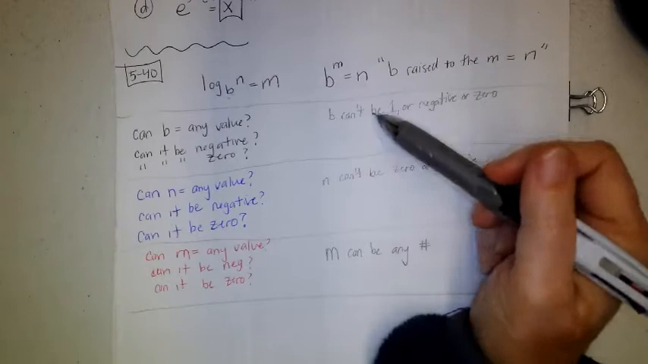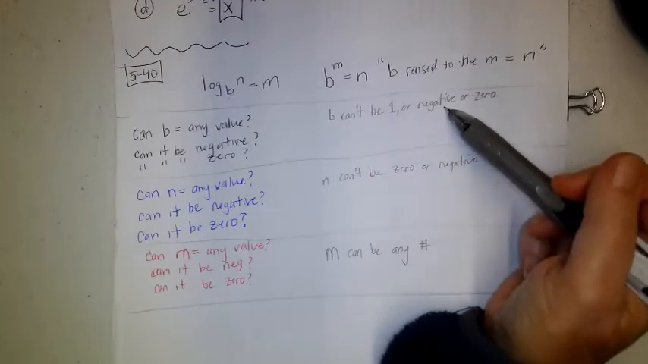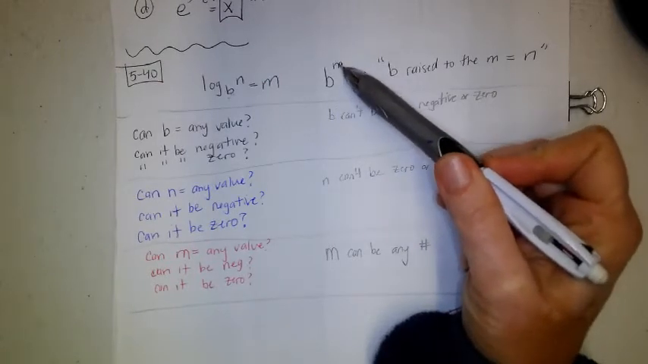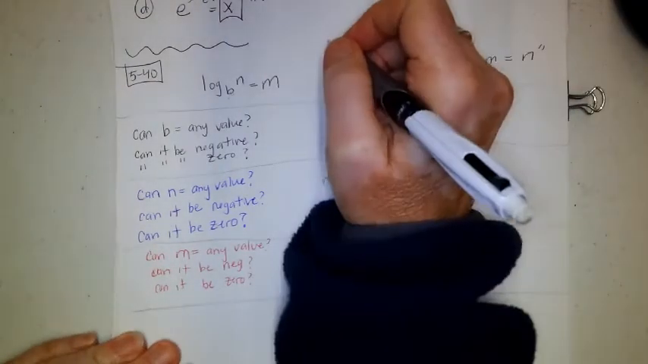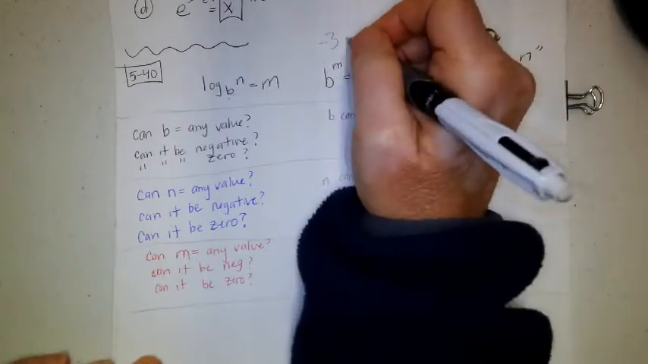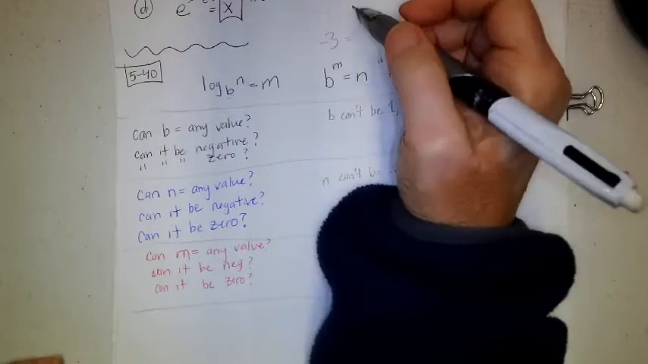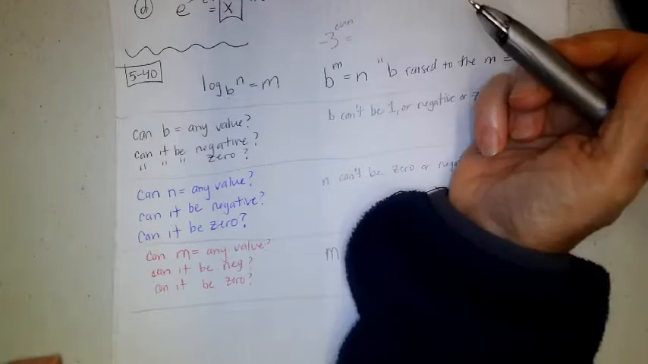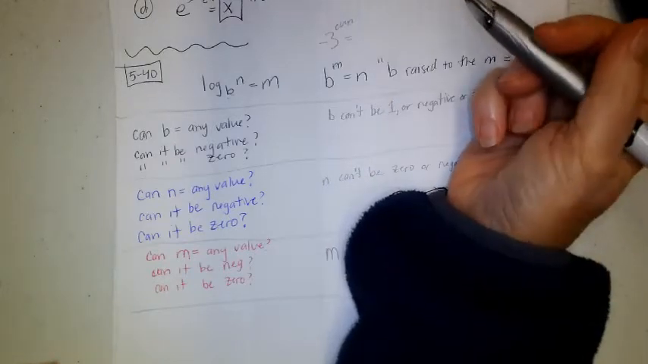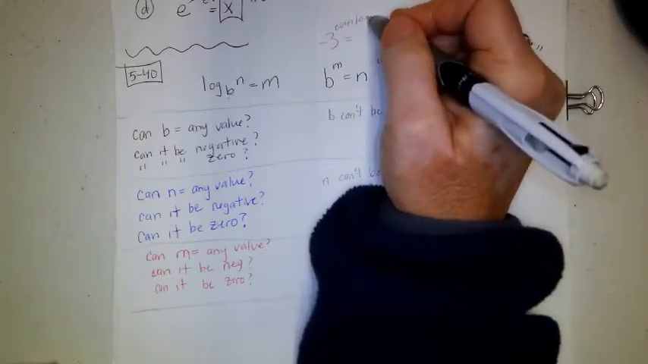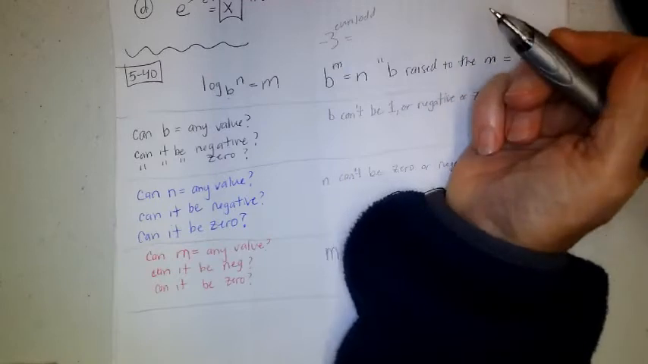So b can't be 1. It can't be a negative number, because if I have b as a negative number, like if b was -3 or something, then when I raise it to an even integer, if I raise it to an even power, I'm going to get a positive value. But if I raise it to an odd exponent, I will get a negative value.